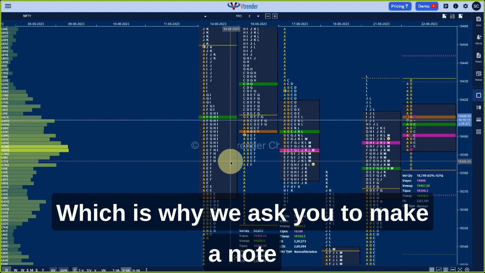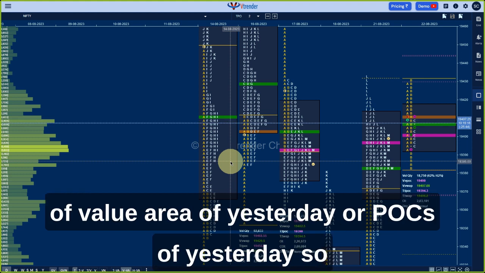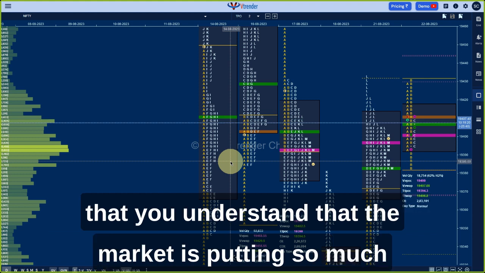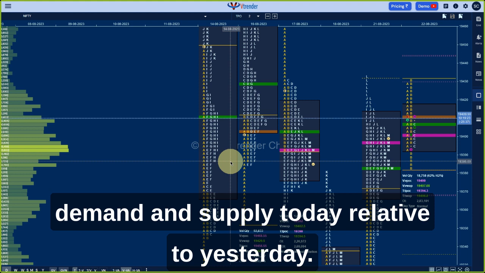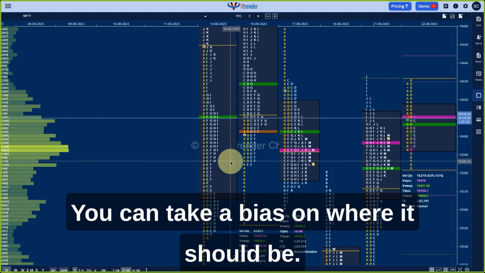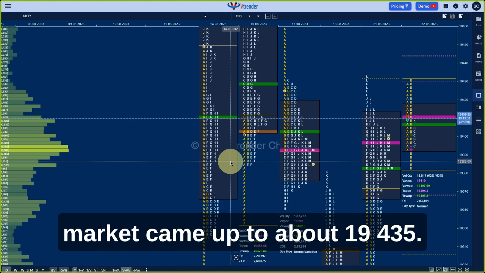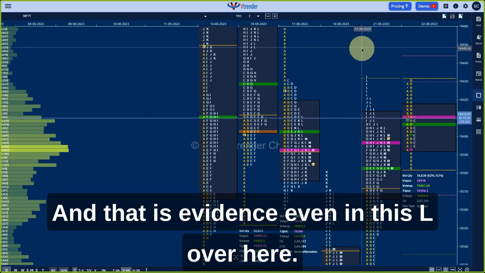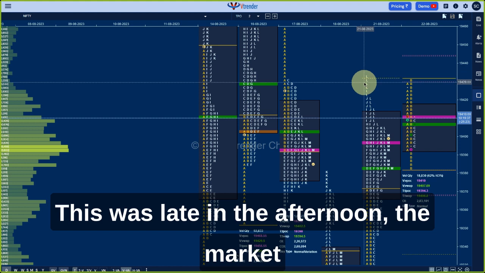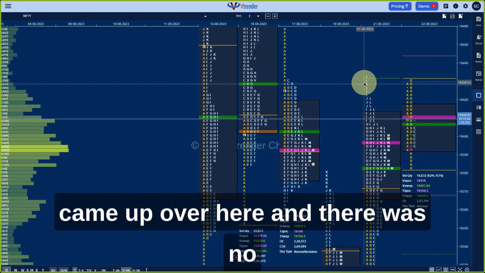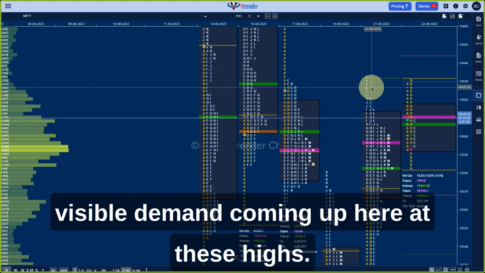So which is why we ask you to make a note of value area of yesterday or POCs of yesterday, so that you understand that the market is putting so much demand and supply today relative to yesterday. You can take a bias on where it should be. So to put this together, yesterday the market came up to about 19,435, and that is evidence even in this L over here. This was late in the afternoon. The market came up over here and there was no visible demand coming up here at these highs.